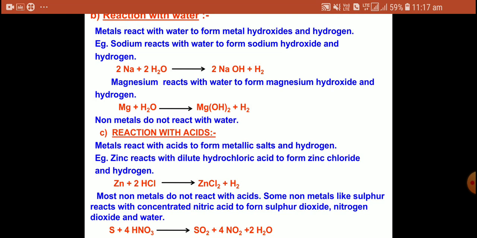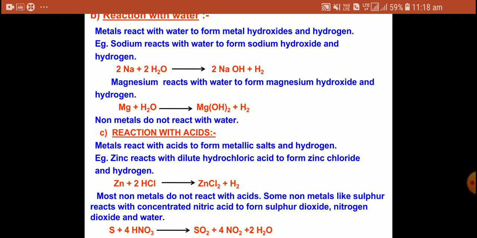Non-metals do not react with water. Clear? Another most important topic is the reaction of metal with acid. When a metal reacts with dilute acid, it forms metal salt along with the evolution of hydrogen gas. Clear? All metals, however, do not react with dilute acid in the same way. Some react, some do not. Gold is the least reactive. Gold, copper, silver do not displace hydrogen from dilute acid because they are not reactive.